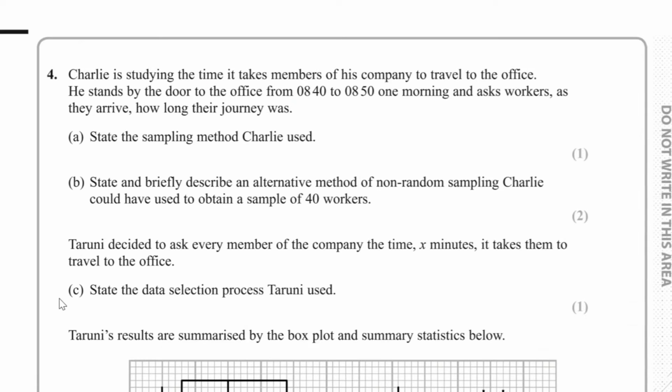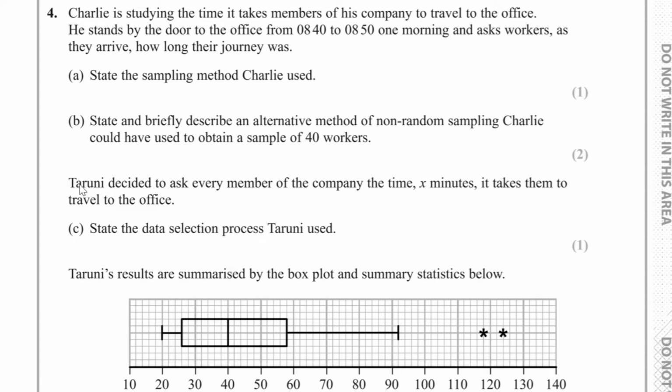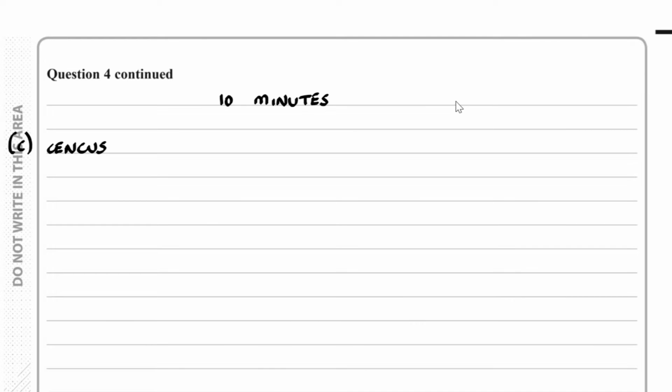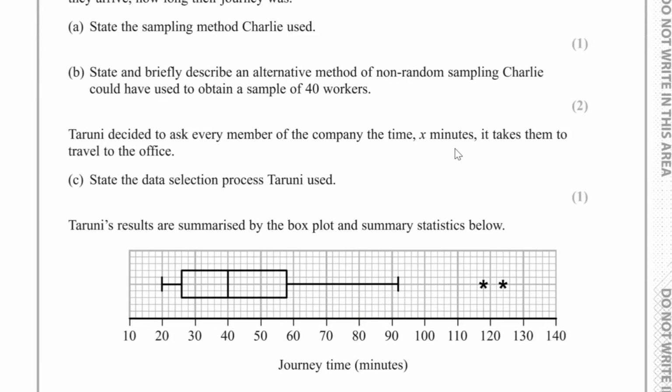Then for part C, Taruni decided to ask every member of the company the time X minutes it takes them to travel to the office. We have to state the data selection process Taruni used. Well, we're asking every single person, and so what we have is a census. So part C, we have a census, we're asking each person.